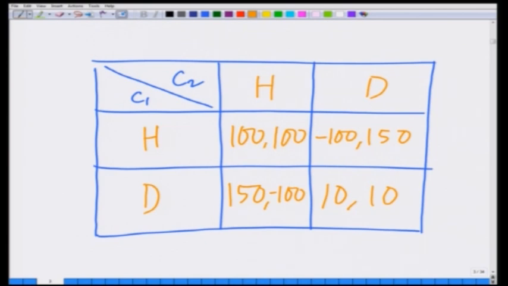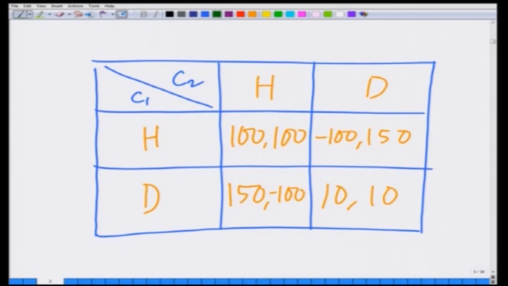So, we have a Cold War scenario between two countries which can be modeled by this simple game C1 versus C2, and each of these countries has an option to choose between health and defense. If both of them choose to focus on health, then they get a payoff of 100 each. If both of them choose to focus on defense, then they get a payoff of 10 each. If C1 chooses defense and C2 chooses health, C1 gets a payoff of 150, since it has a strategic advantage over C2, while C2, which has lost the strategic advantage, gets a payoff of -100.